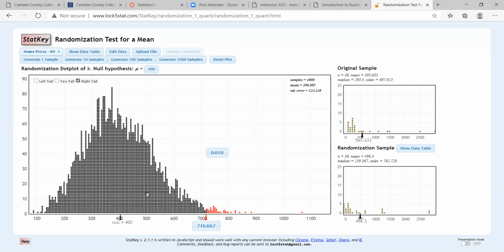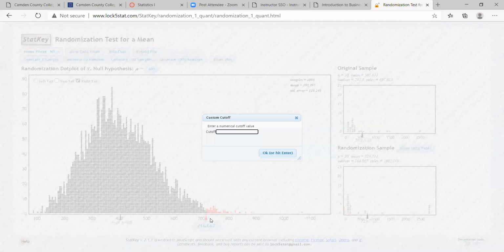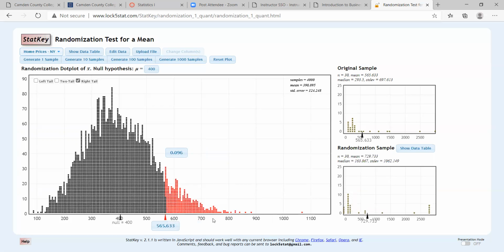Then we calculate our p-value. We just replace the 716,667 with our sample number, which is 565,633. Our p-value is 0.096. 0.096 is bigger than our 0.01, 1%, therefore we do not reject the null hypothesis.